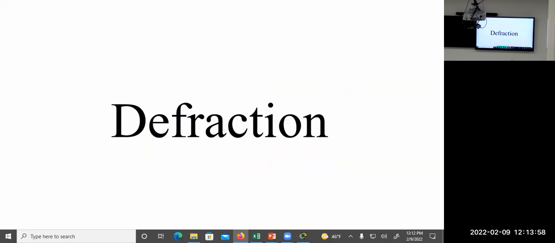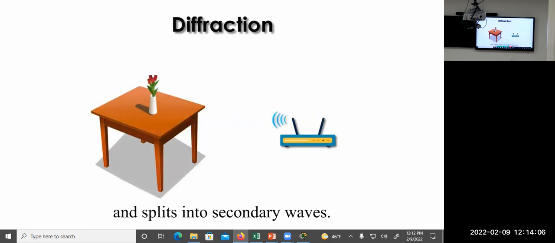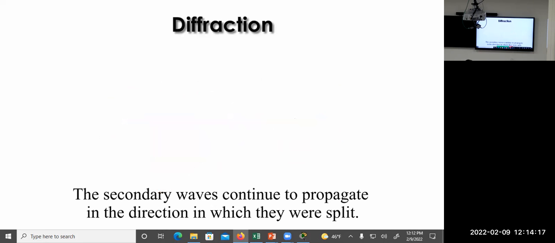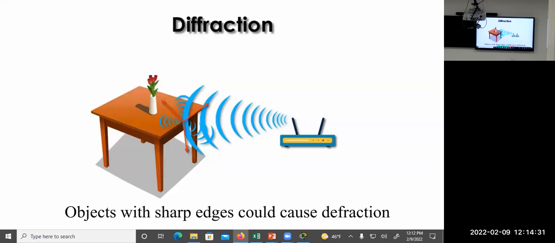Diffraction. Diffraction occurs when an electromagnetic wave encounters an obstruction and splits into secondary waves. The secondary waves continue to propagate in the direction in which they were split. If you could see wireless signals being diffracted, they would appear to be bending around the obstacle. Objects with sharp edges, including corners of walls, desks or tables, cause diffraction.